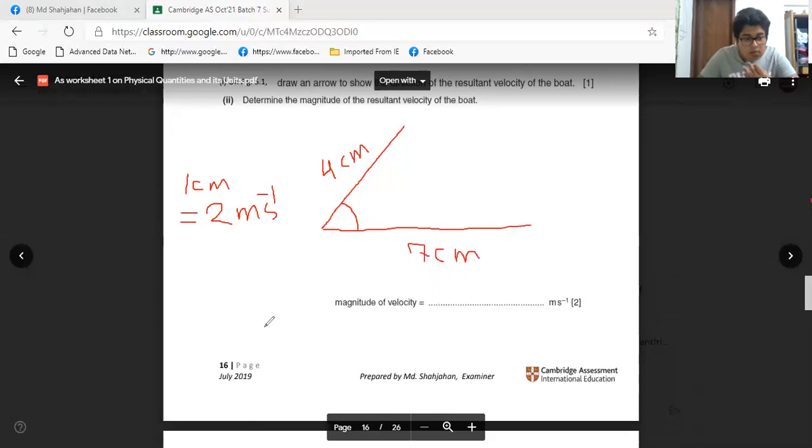So this one is done, right? 1 centimeter equals 2 meter per second. Now this one is working in this direction and this one is working in the right, okay? So you complete this diagram. It is giving you the resultant. You will find how many centimeter is this resultant with your ruler.